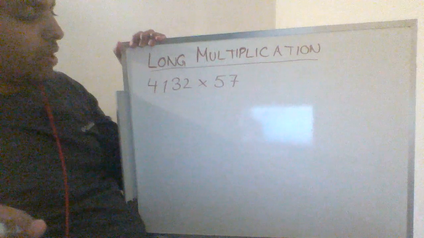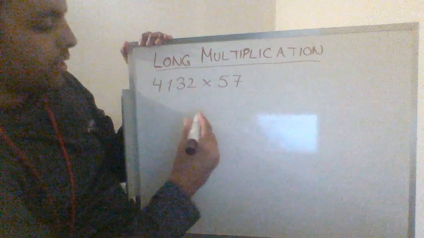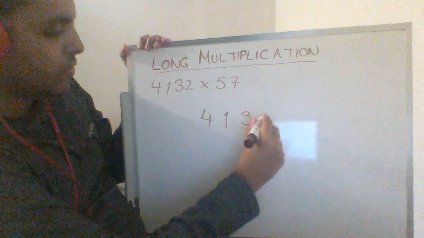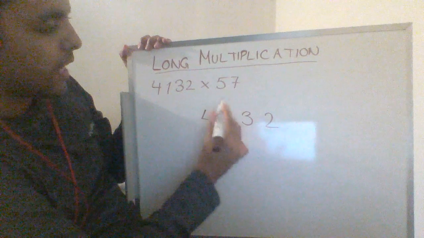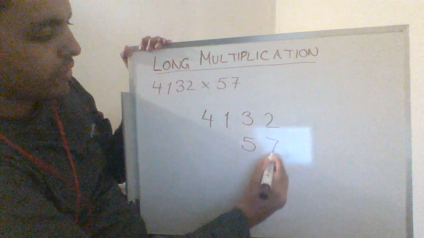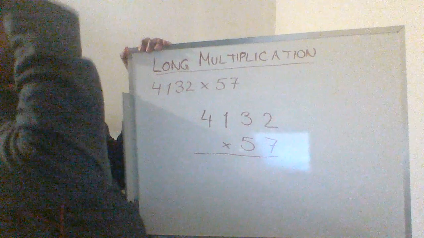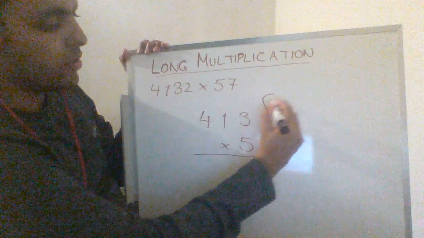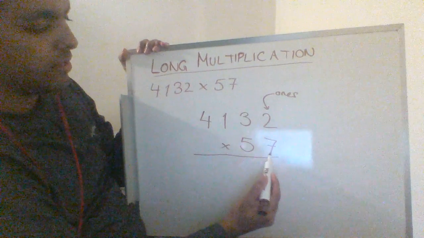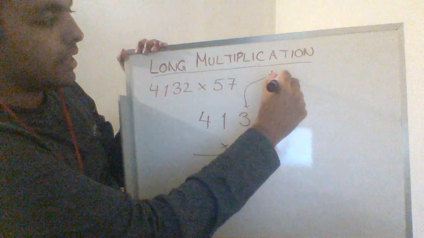So we're going to start off with 4,132 times 57. The way you want to set this up is you're going to write the first number down, and you're going to line up the tens and the ones column for the 57. So you're going to put the 5 here and the 7 over there and a multiplication sign. Right here we've got the ones column, so we want the ones terms to line up. So this 2 and this 7 should be lining up in the same column, and then over here we've got the tens, and they should be lining up.